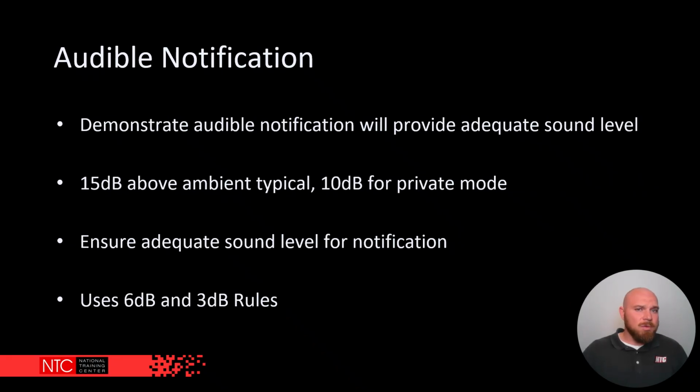Audible notification demonstrates that your audible appliances will provide the adequate sound level. What we are looking to achieve is typically 15 dB above the average ambient. This is public mode, but you may also see 10 dB above being used for private mode. What we're doing is ensuring the adequate sound level for all notification. What we are using to get to that point is the 6 dB rule and the 3 dB rule.